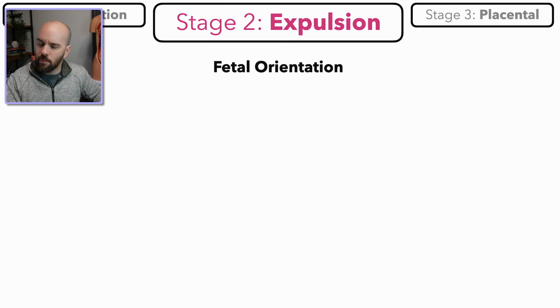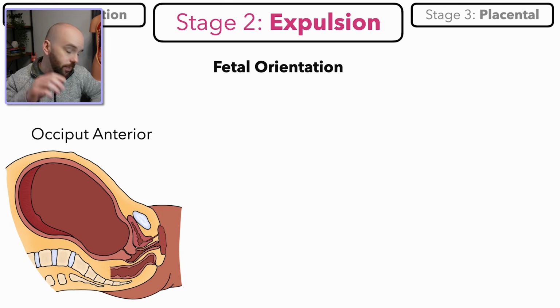Now let's take a look at the expulsion stage. I'm not going to go super in depth with all the terminology, but there's 3 orientations I do want to talk about. The first one is occiput anterior. Occiput is referring to the back of the head. And so in this case, the occiput, or the back of the head, is anterior.